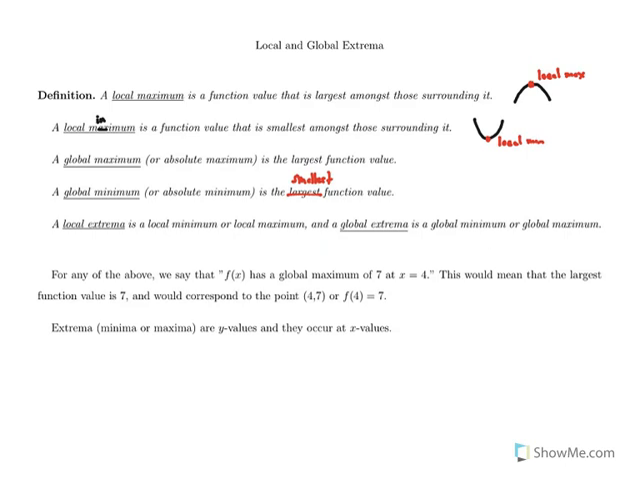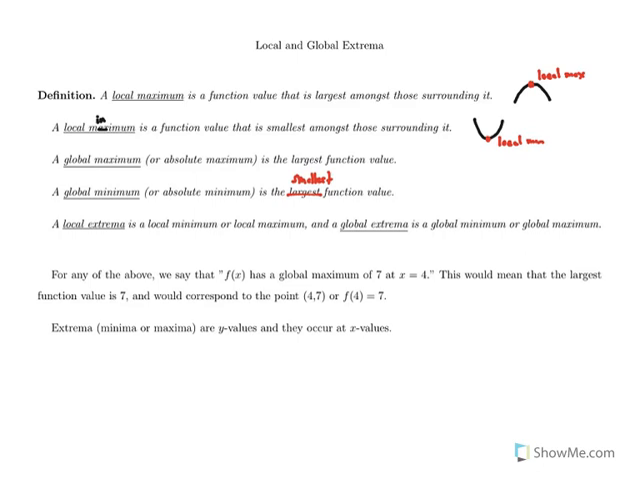Then we have this term that brings it all together. A local extrema is a local minimum or maximum. So extrema just means min or max, and global extrema means global min or global max. There's one other detail we have to get through with these terms, and that is all of these terms represent y values. They are the function values, the actual maximum and minimum. But that's really not even the information that we care about the most. We care about where it occurs more than what the actual value is.